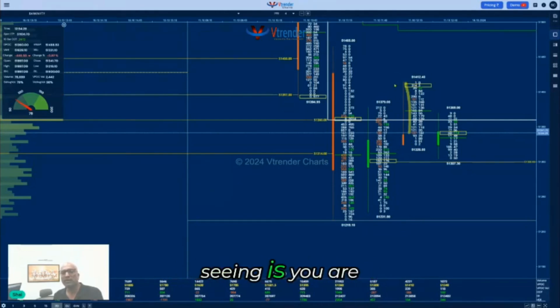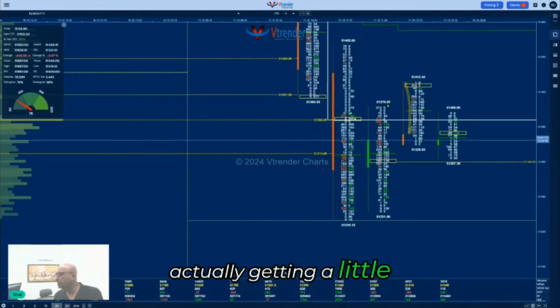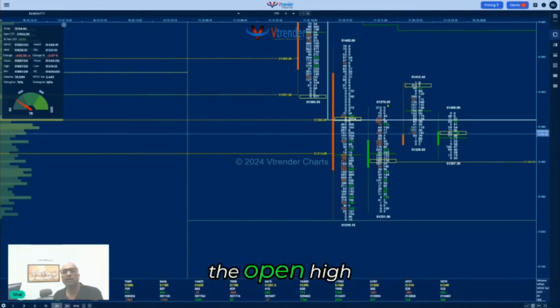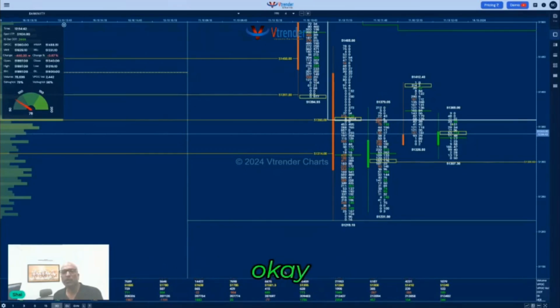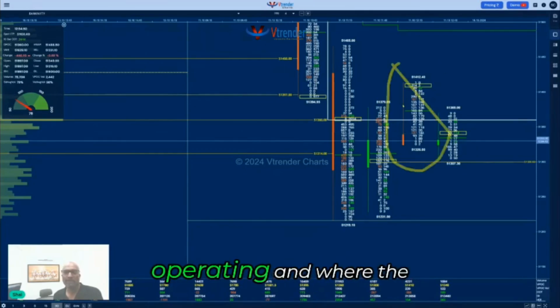So what you are seeing is you're actually getting a little bit more information than the open, high, low, and close of the bar. And you're seeing, at these important points, where the seller is operating and where the buyer is operating.